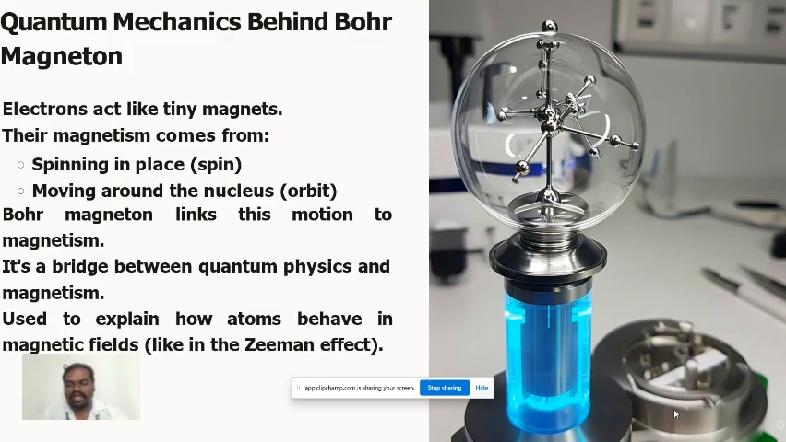Electrons behave like tiny magnets due to two types of motion: orbital motion around the nucleus and spin motion on their own axis. Both contribute to a property called the magnetic moment, which is basically a measure of how strong a tiny magnet is. But how do we quantify this?